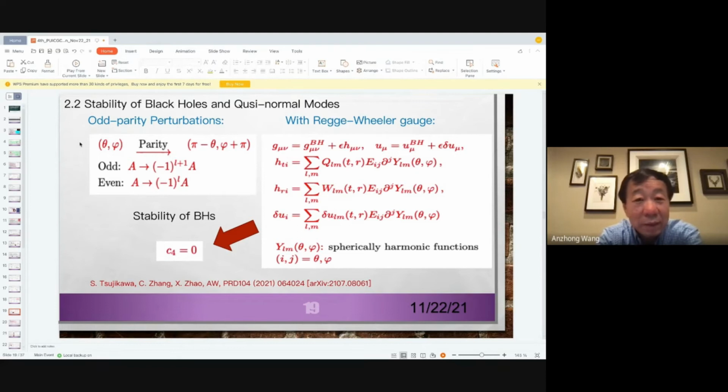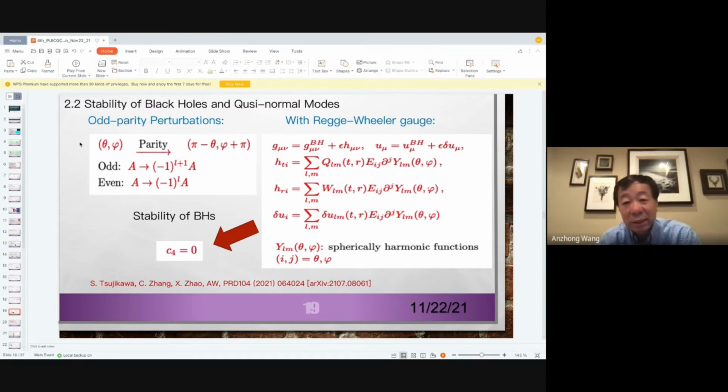So we just consider the other perturbation. Then we find, before we calculate the Quasinormal mode, that the other perturbation is stable. We have to set another parameter, which is C4 equals 0. So this is, in a certain sense, a surprise. We didn't predict this was the case, just because of stability. Now we are studying the Quasinormal mode.